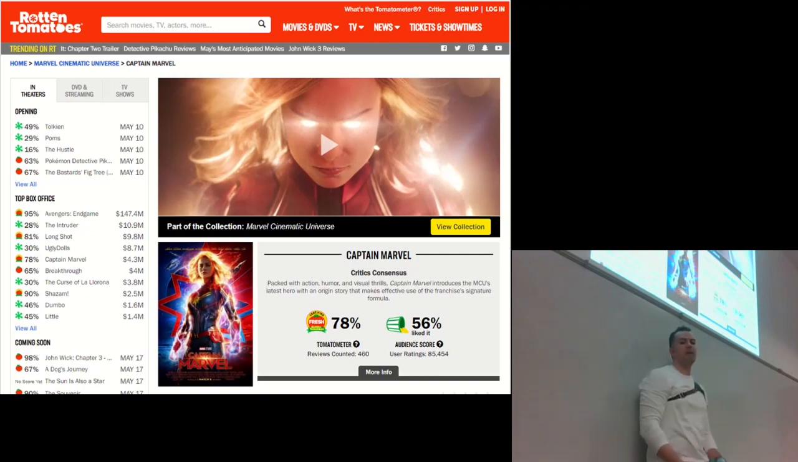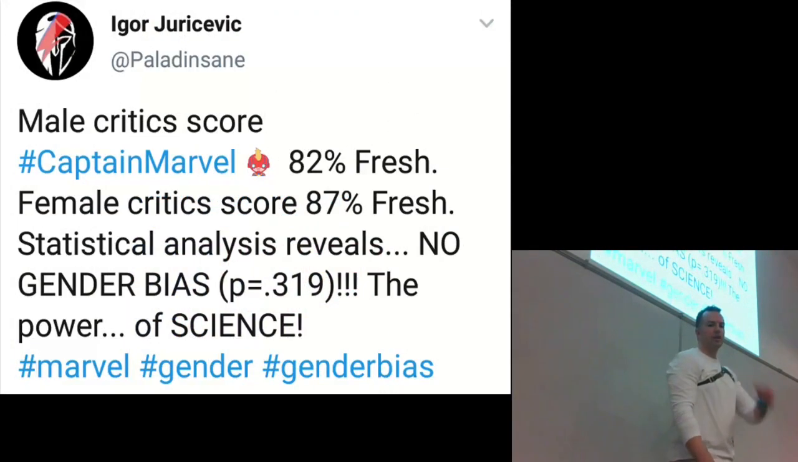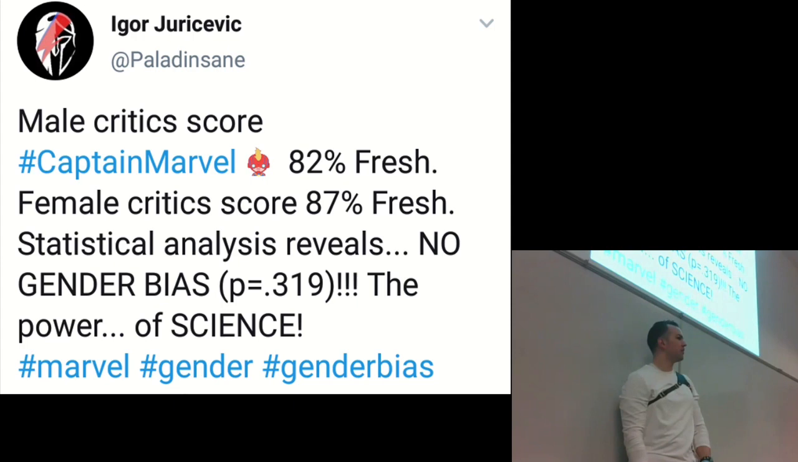Statistics removes that bias, and what I was able to determine is that even though male critics gave Captain Marvel an 82% fresh score, and female critics gave it an 87% fresh score. So again, if you're biased, you can immediately say, well, look, males gave it a lower score than critics, sexism. But we're here for psychology, we're here to understand the truth. We want to get to an unbiased interpretation of this.